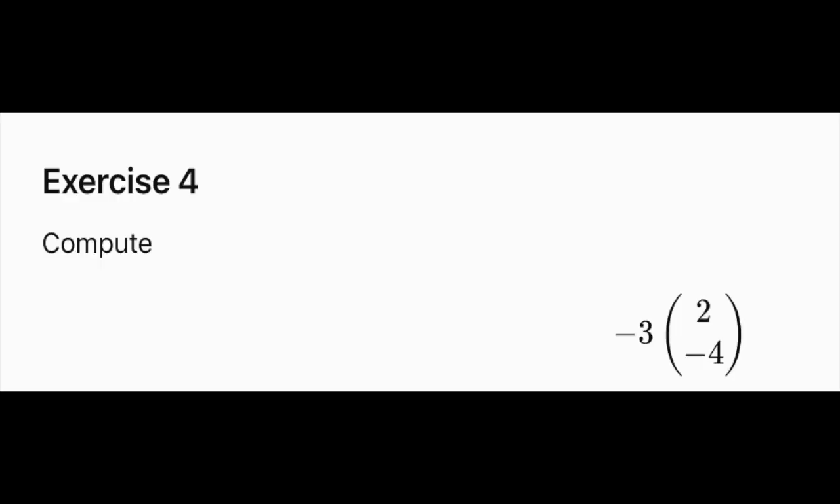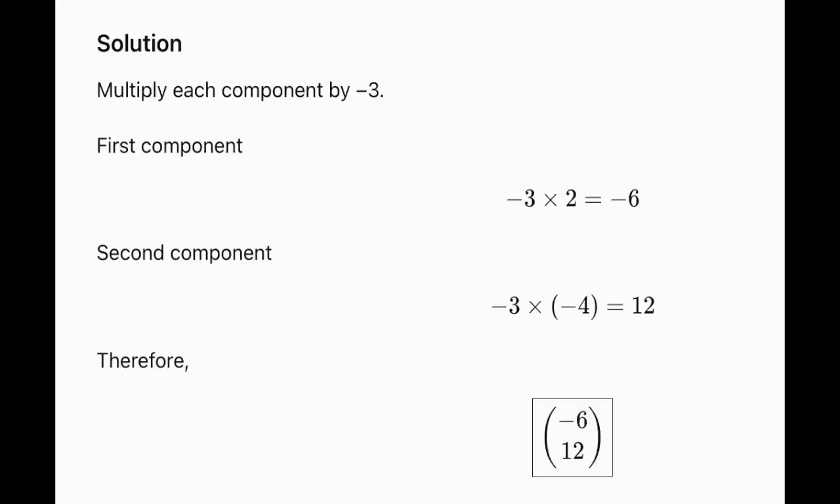Exercise 4. Compute the scalar -3 multiplied by the vector (2, -4). Multiply each component by -3. First component: -3 multiplied by 2 equals -6. Second component: -3 multiplied by -4 equals 12. Therefore, the vector is (-6, 12).